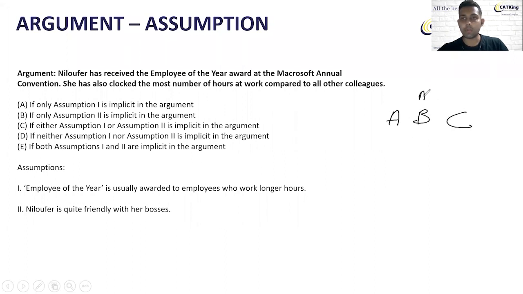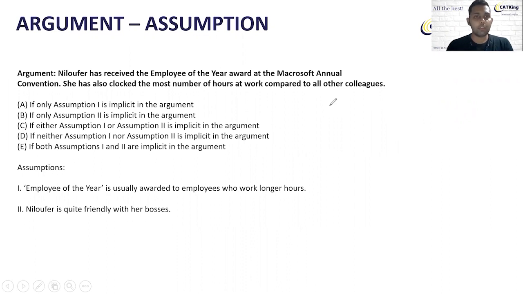तो B is the argument, C is the inference, A is the assumption. इसका मतलब क्या होता है कि अगर A true है तो B true होता है, ठीक है, and B से हम C निकाल सकते हैं. That means the assumption is something that comes before an argument.